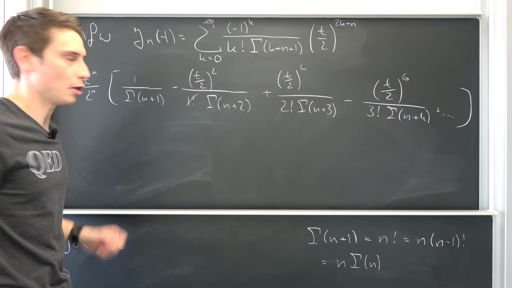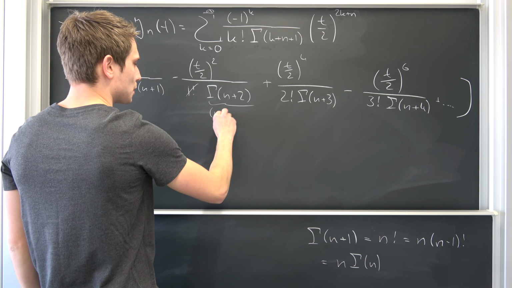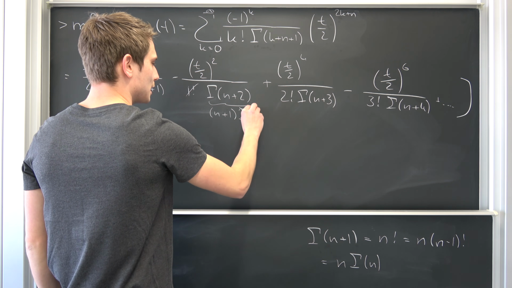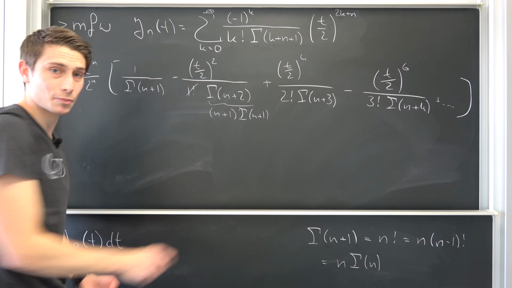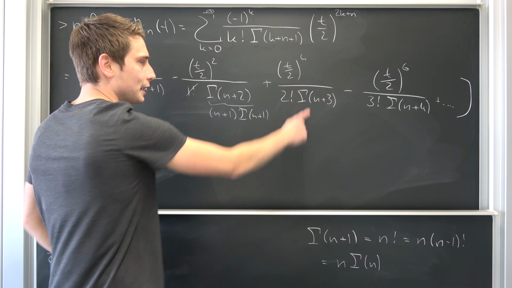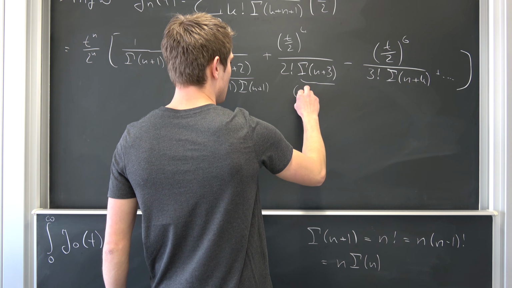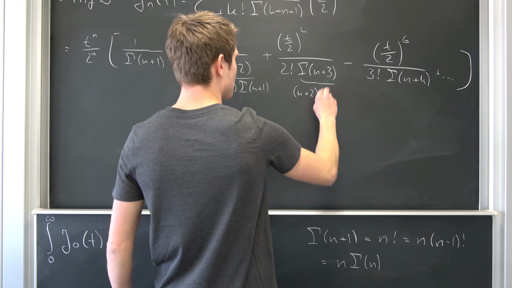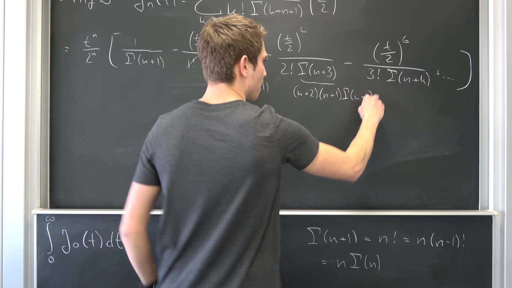What about gamma of n plus 2? By this definition it's going to be n plus 1 times gamma of n plus 1. Familiar term? Gamma of n plus 1? So you see, gamma of n plus 3 is going to give us n plus 2, then times n plus 1, and then gamma of n plus 1.